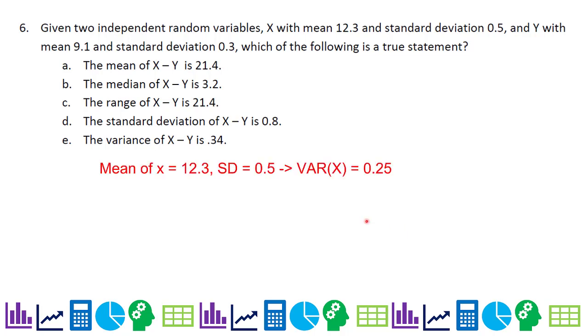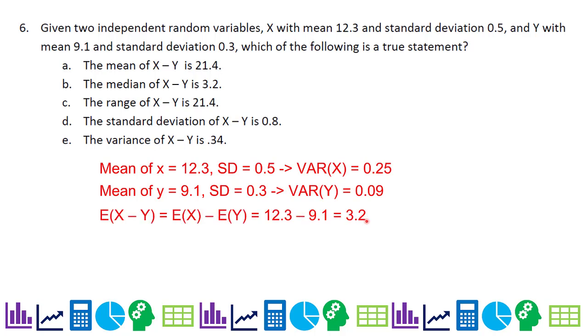So that means our variance is 0.25. We have our mean of y, and so we find out our variance is 0.09. So the expected value is just the expected mean of x minus the expected mean of y, which is 3.2. And you can see that that is not correct for A or B. We really can't take these to range, so we have no idea what the ranges are.